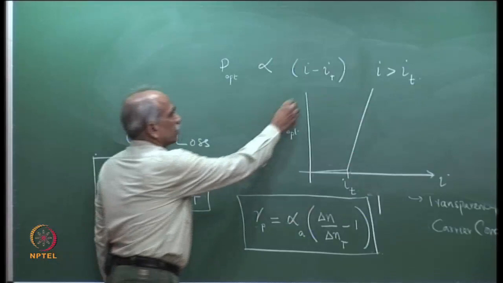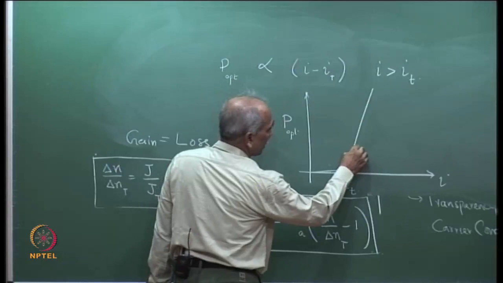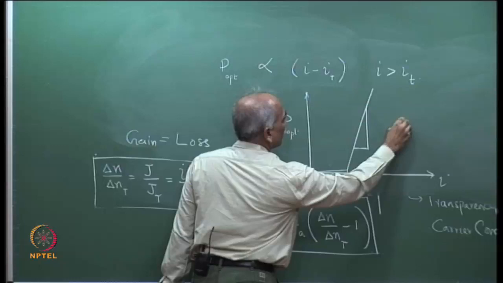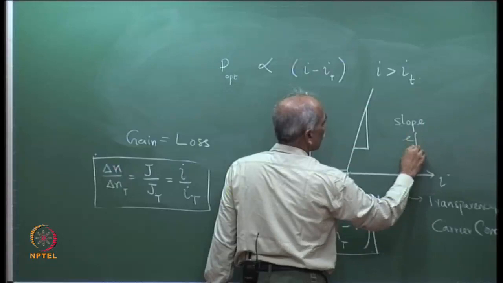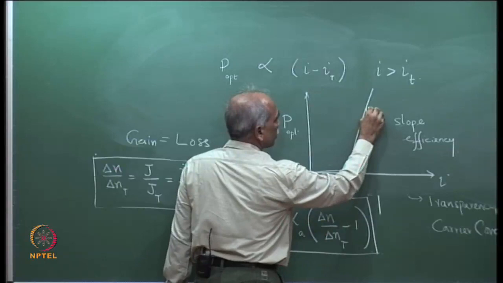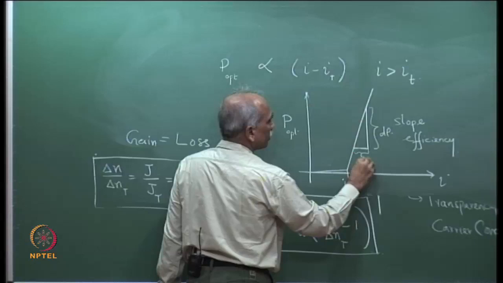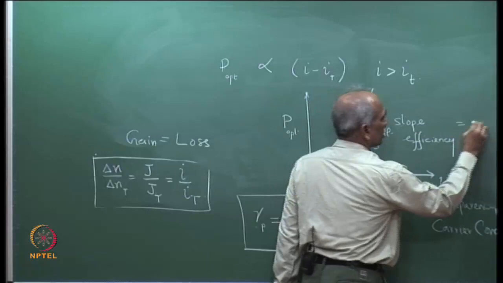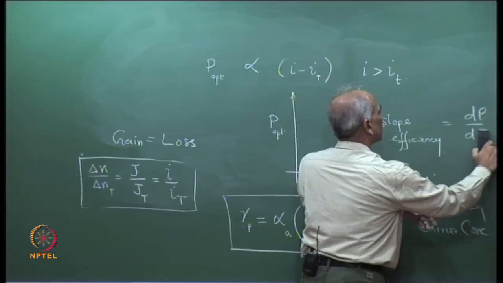And in one of the classes I had mentioned that the laser output is characterized by slope efficiency or differential responsivity, which is the change in power dP for a change in current dI. So dP by dI is the slope efficiency. This dP by dI is called slope efficiency.